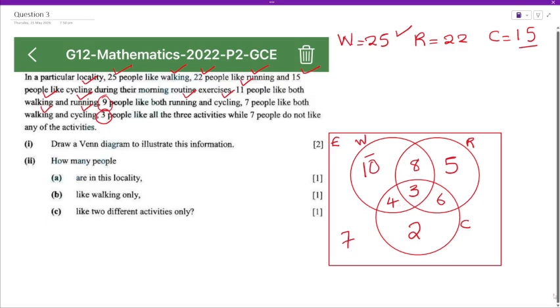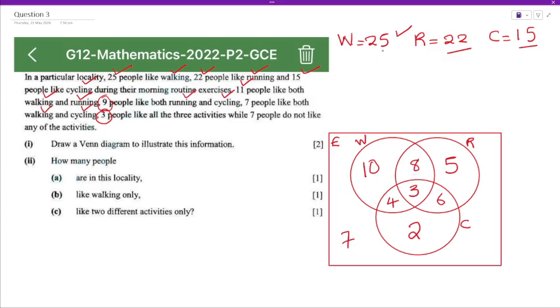We proceed to running. Running, what should be the total? The total should be 22. Okay, you see, this is where I was saying you can also be punching. Running, we have 8 plus 3 plus 6 plus 5. Let's punch those values. So 8 plus 3 plus 6 plus 5. That one gives me exactly 22. Confirmed.